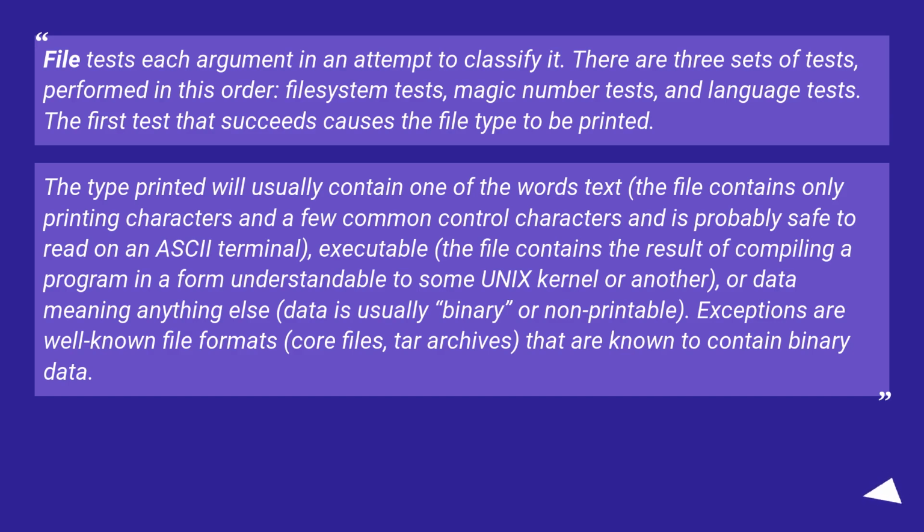The type printed will usually contain one of the words text: the file contains only printing characters and a few common control characters and is probably safe to read on an ASCII terminal. Executable: the file contains the result of compiling a program in a form understandable to some Unix kernel or another. Or data, meaning anything else. Data is usually binary or non-printable. Exceptions are well-known file formats, core files, tar archives, that are known to contain binary data.